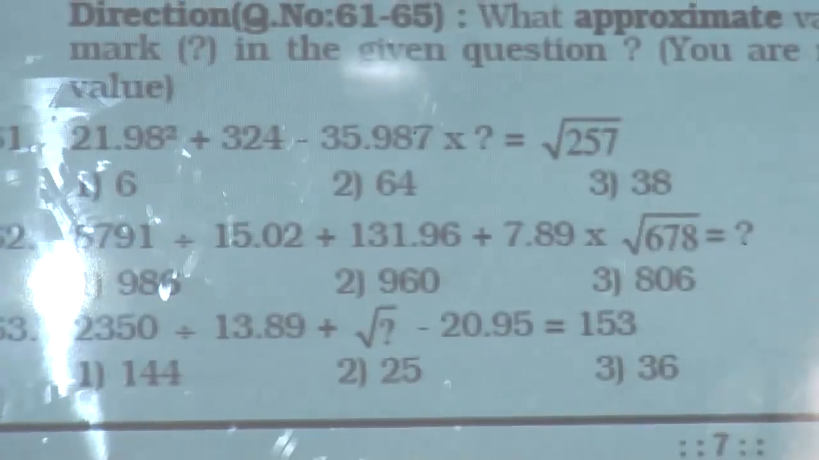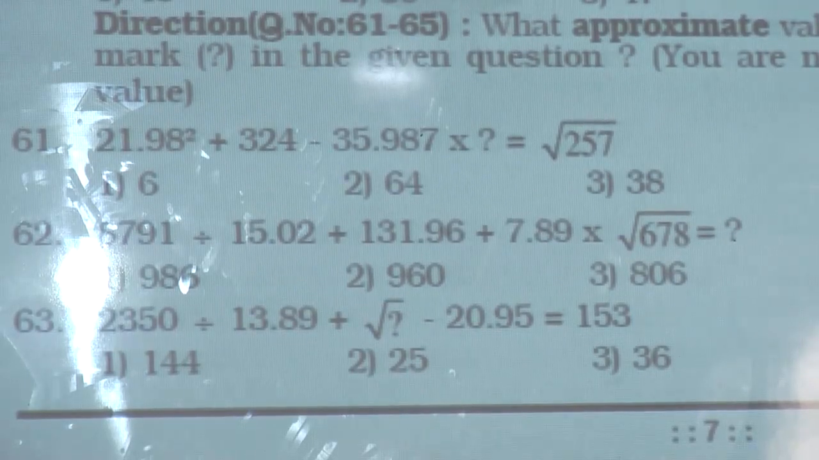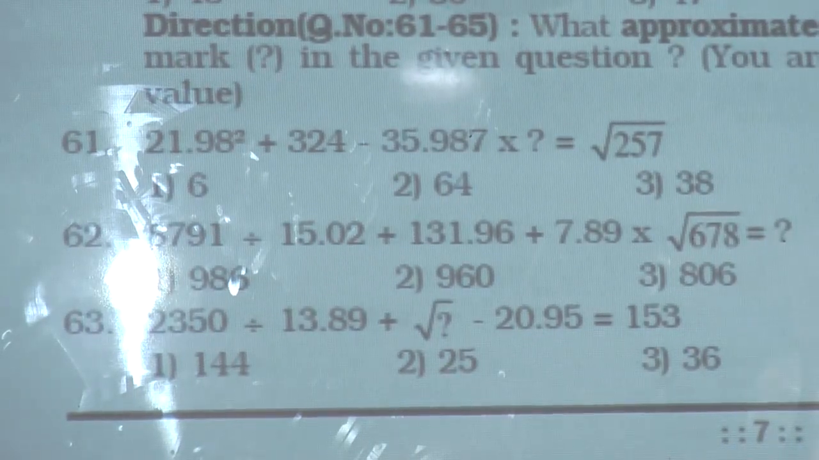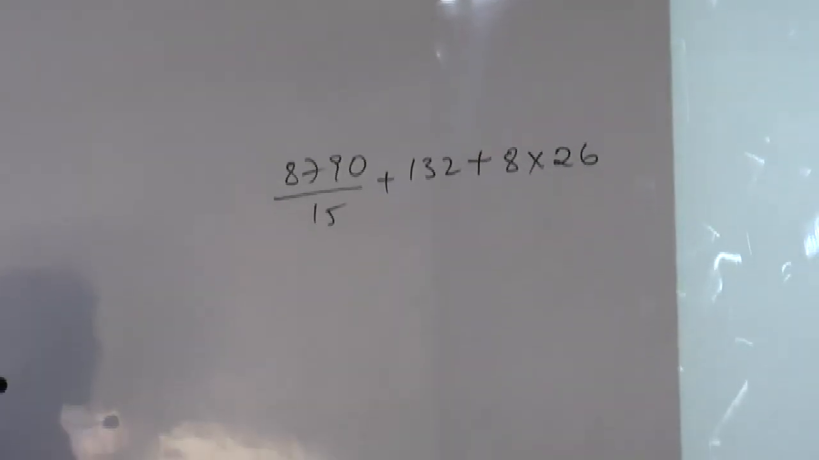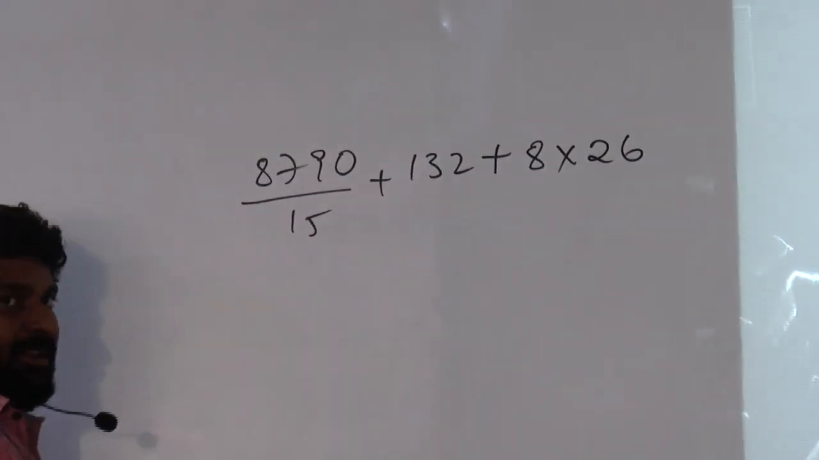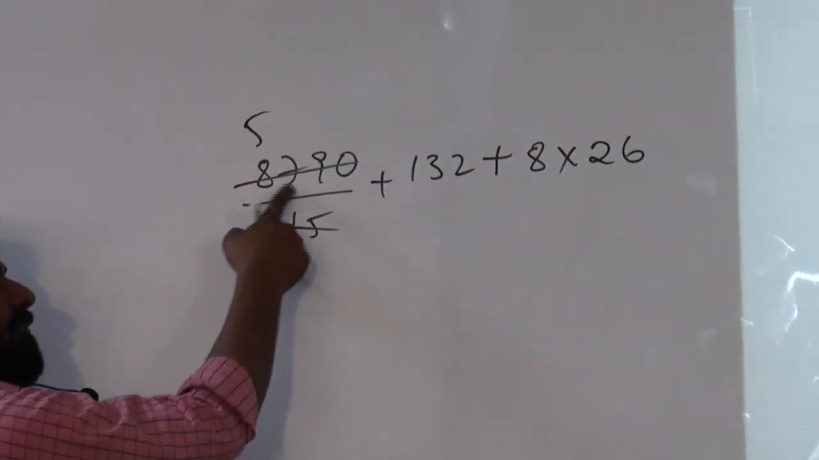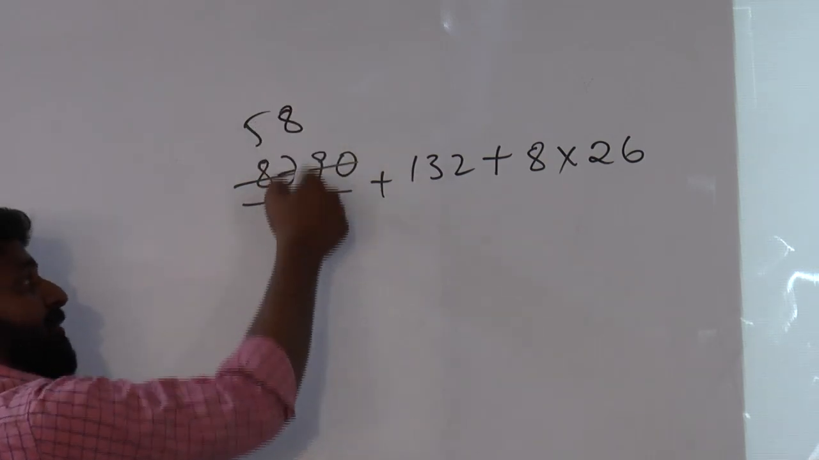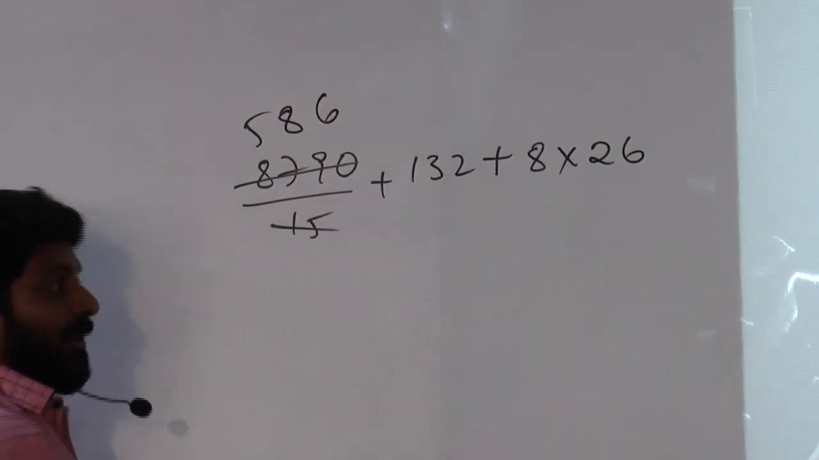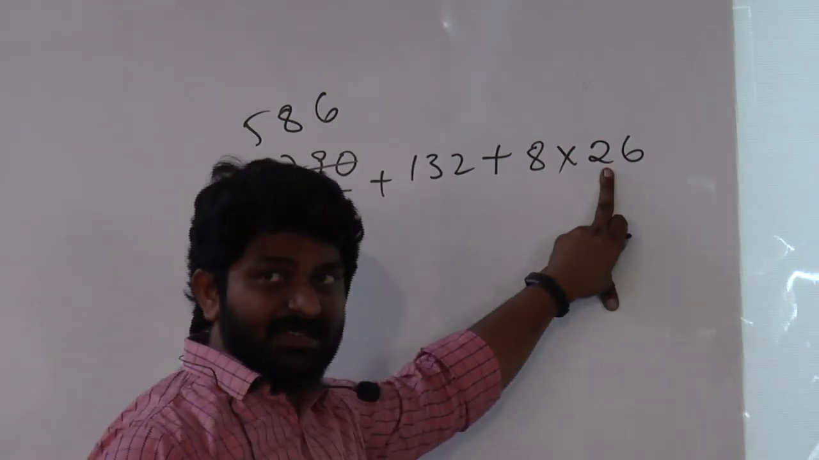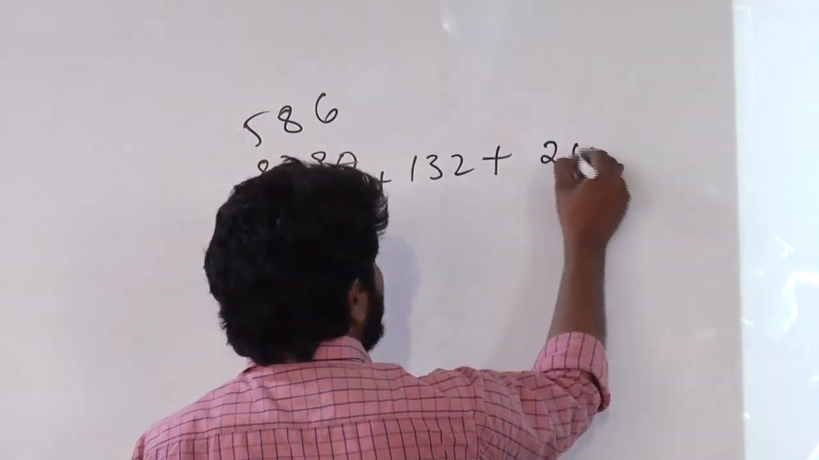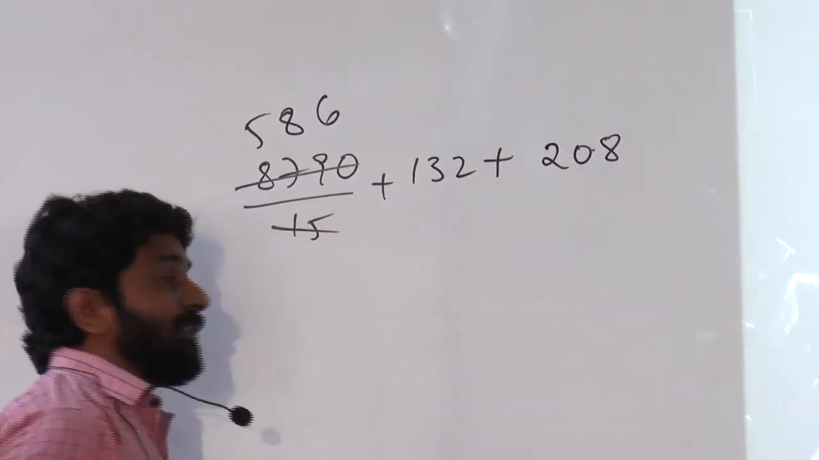Next. 8790 divided by 15 plus 132 plus 8 into root 676. 26 is equal to how much? Divided by 15, near about 5 times 75. Apart from 75 you have 129, 8 times and then 6 times. 8 26 times. 8 20 times 160. 6 8 48. 160 48, 208. Need to add 208. 132 plus 208, 340.